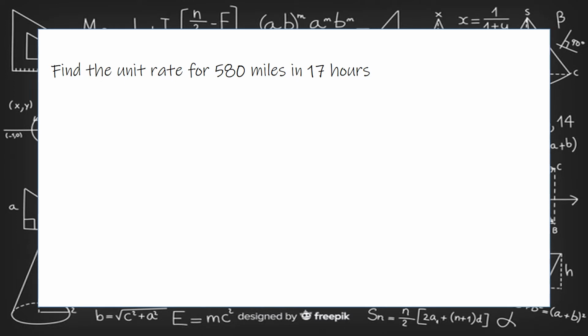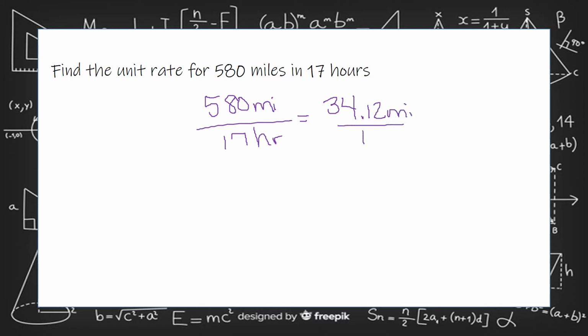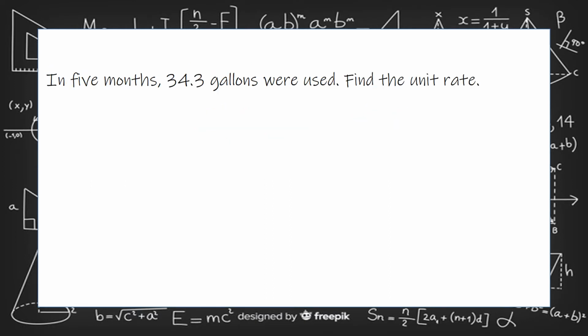Find the unit rate for 580 miles in 17 hours. So we're going to do 580 miles in 17 hours. We're just going to divide those two. And we do get 34.12.